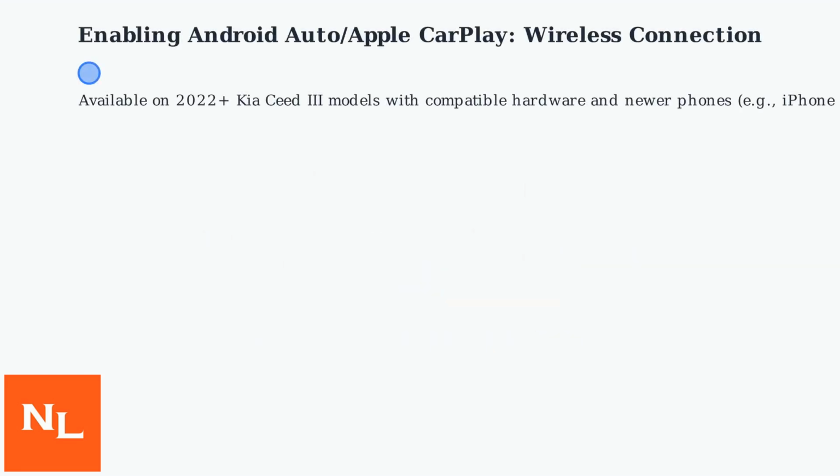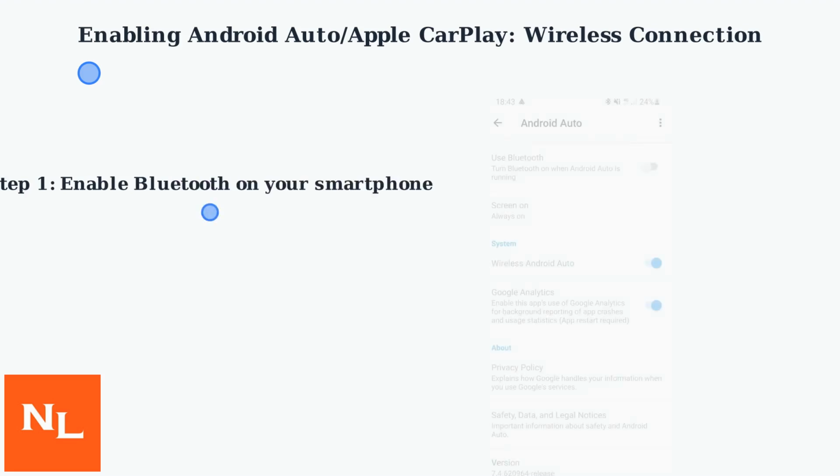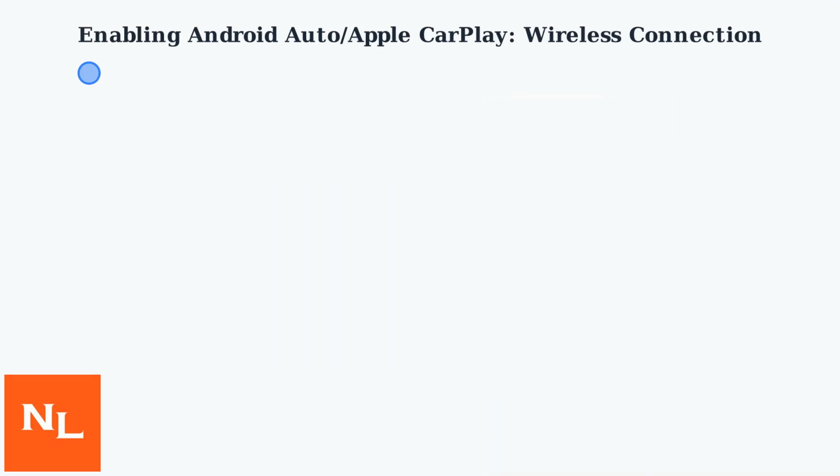For a wireless connection, available on 2022 and newer Kia Ceed III models with compatible hardware and newer phones such as the iPhone 13, first ensure Bluetooth is enabled on your smartphone. Step 1. Enable Bluetooth on your smartphone. This allows the wireless connection between your phone and the vehicle's infotainment system.